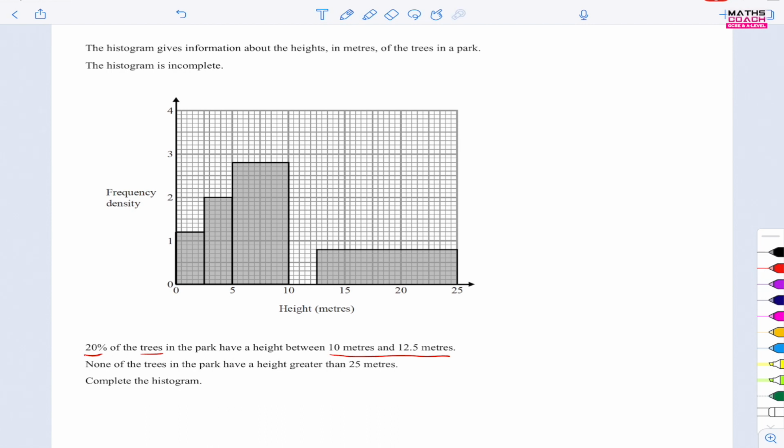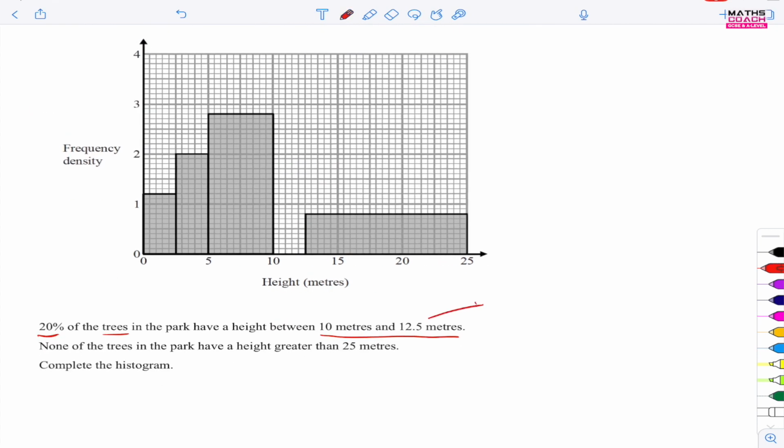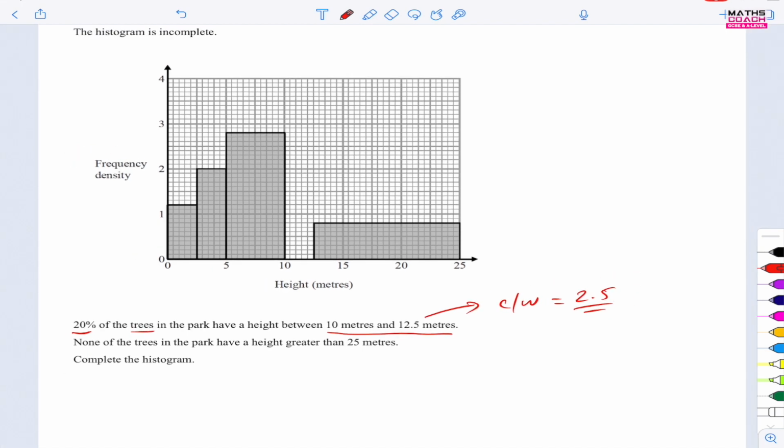Complete the histogram. So if you notice here, some of this is missing right there. So this is 10 to 12.5. The first thing you want to do is check, look, 10 to 15, and halfway is 12.5. So you know your bar is going to go somewhere like that. Okay, so what we can do is write down the class width from here. What's the class width from 10 to 12.5? You just do 12.5 take away 10, so it's 2.5. So your class width is 2.5. Now, what we are told is that 20% of the trees have a height between that.